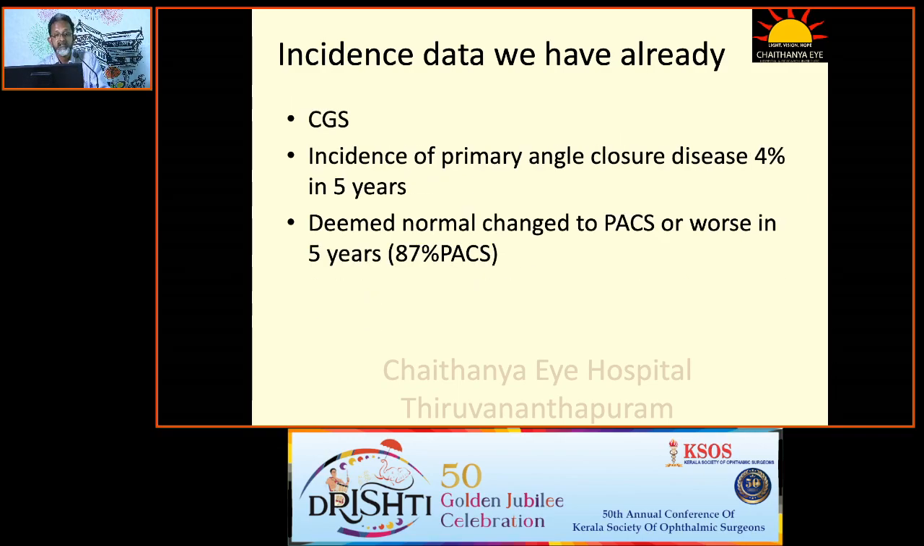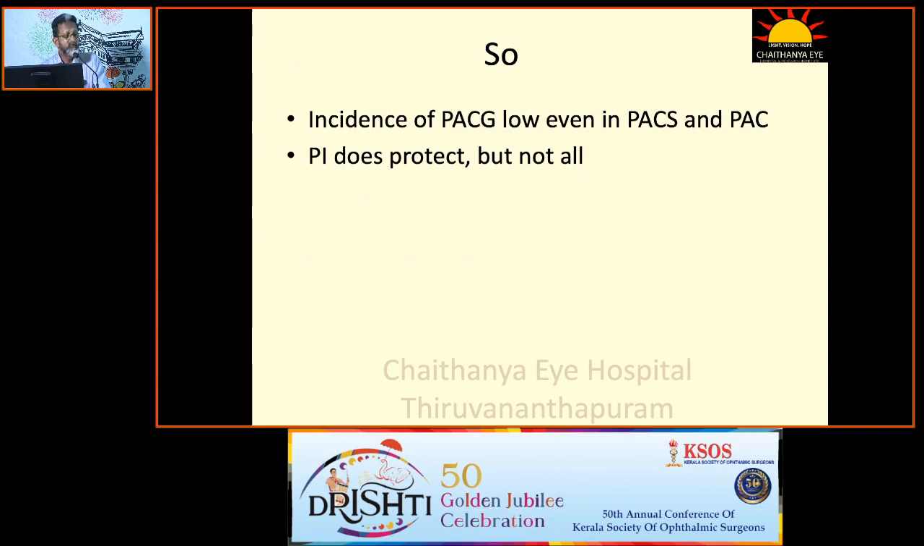In the Chennai Glaucoma survey also, the incidence of primary angle closure was 4% in 5 years. This is those deemed normal who became PACS or worse in 5 years, and 87% of that was only PACS. So the incidence of PACG is low in PACS and PAC, and PI does not protect them all. This is something we always knew.